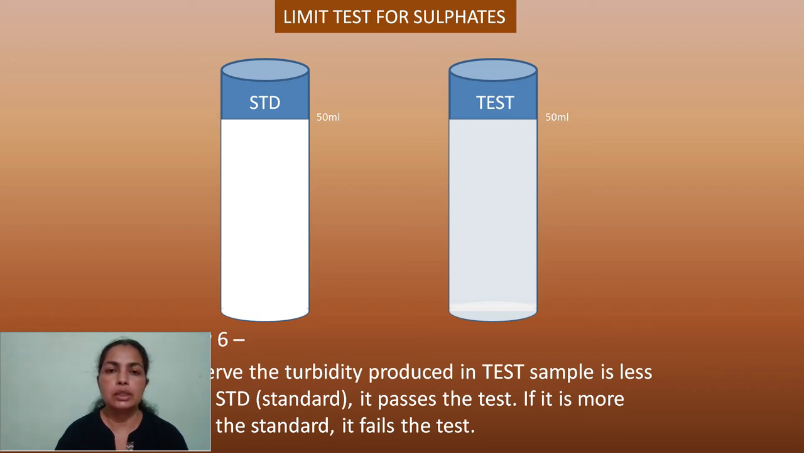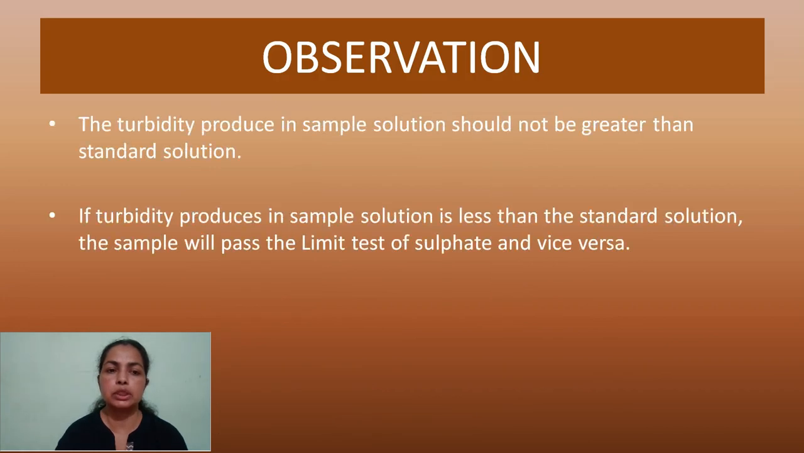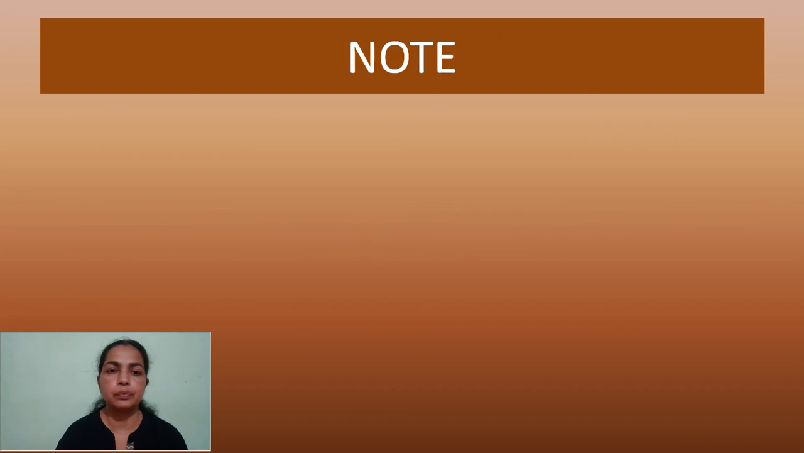Now our work is to compare the intensity of turbidity developed here. We can write the observation that the turbidity produced in the sample solution should not be greater than that of the standard solution. If the turbidity produced in the sample solution is less than that produced in the standard solution, we will say that the sample is qualifying the limit test for sulfate and it can be further used. While if the turbidity is more than that of the standard solution, the sample is rejected.